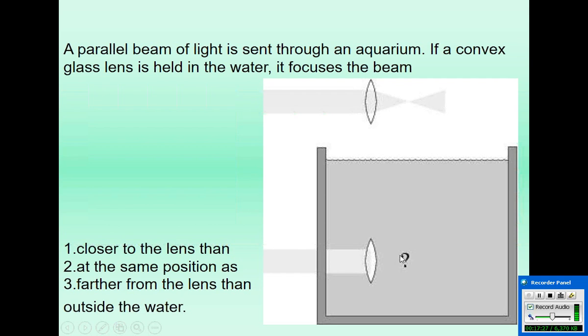Will that focal point be closer to the lens? Will it be at the same position from the lens? Or will it be farther away from the lens compared to the situation outside the water seen at the top of the graphic? Think about it. Let me know if you have questions.